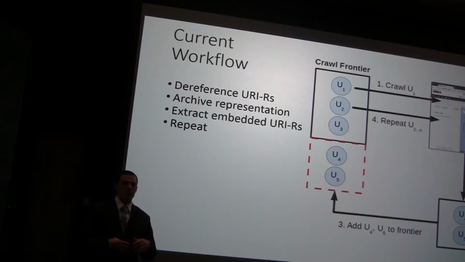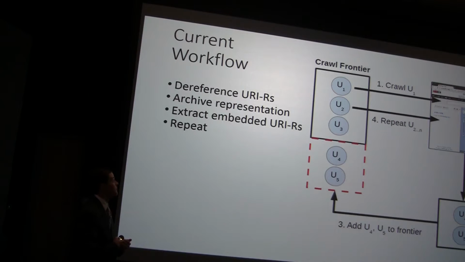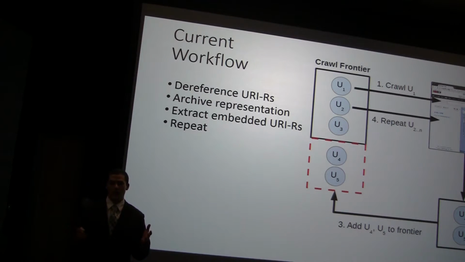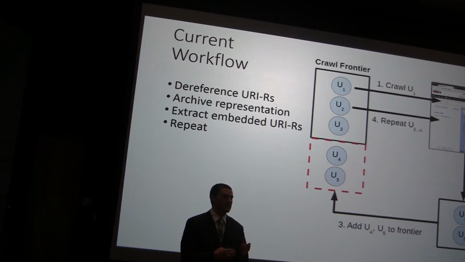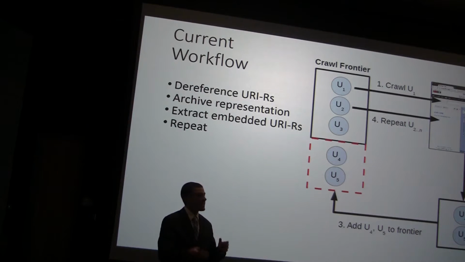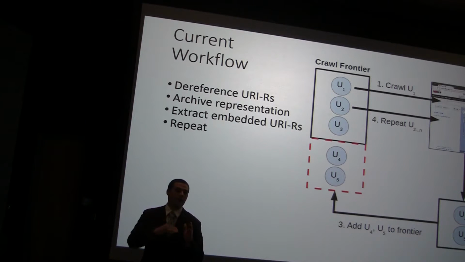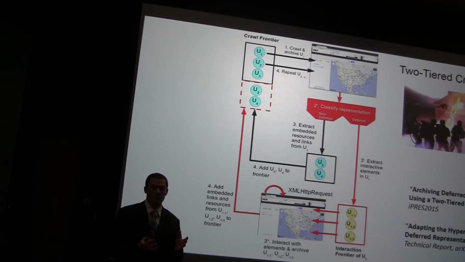So in order to understand what we propose to solve this problem, it's useful to understand how the archives are doing things now. So the way that archival crawlers work today is they have a seed list or initial crawl frontier from which they select a URI-R. They dereference that URI-R to get back that representation, and they extract all of the URI-Rs for embedded resources and other links from that representation and add them to the crawl frontier and iterate through that crawl frontier until it's empty. What we propose is a 2-tiered approach to crawling.